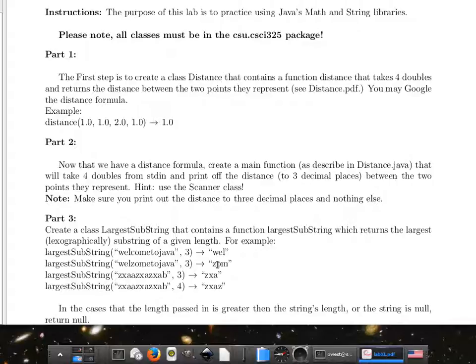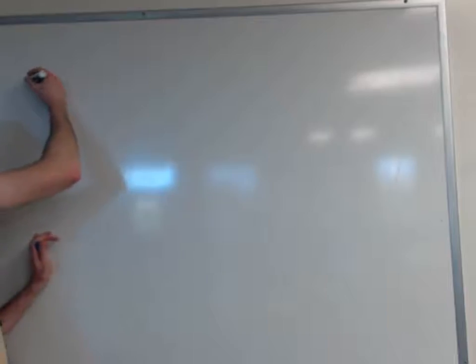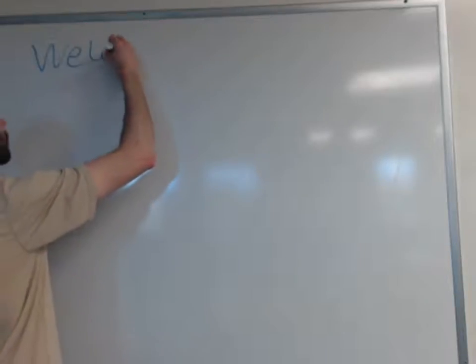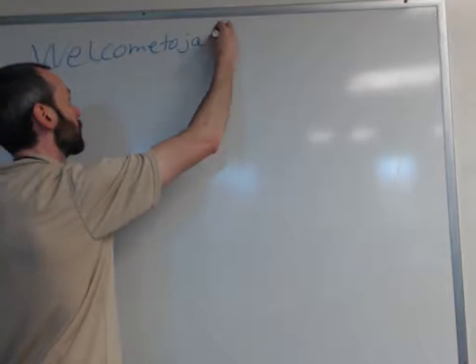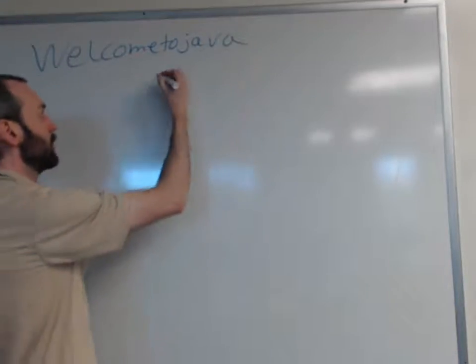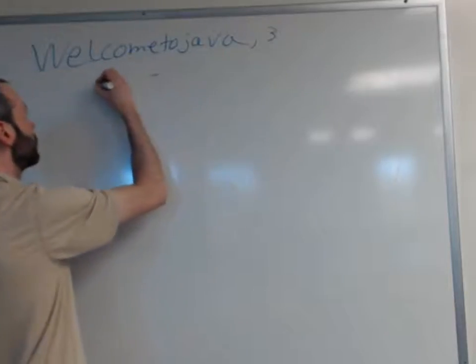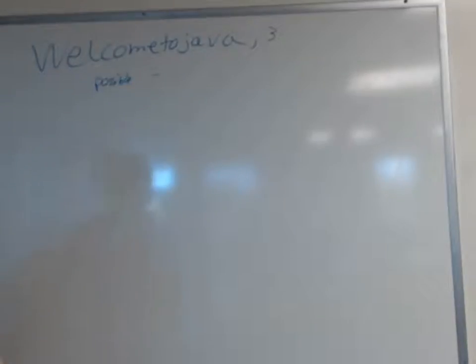Okay. Let's go jump this on the board. All right. So where are we? Okay. All right. Possible substrings of 3. And make sure that's nice and clear. Good.